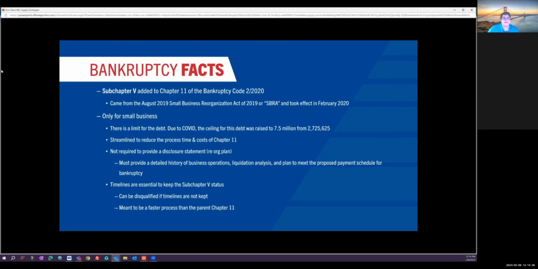So it'll be curious to see how they address that. Are they going to allow it to roll back to the 2.7, or are they going to keep it at the 7.5? What they have not done is say this is now officially a law. They just keep extending that timeline.